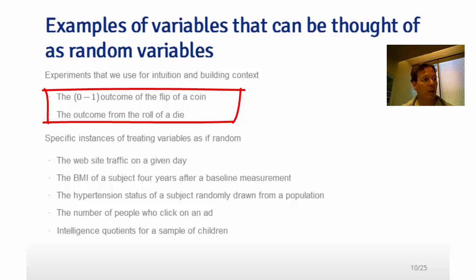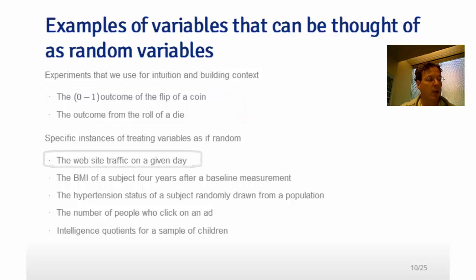Some more complex random variables are given below. For example, the amount of website traffic on a given day, the number of web hits, would be a count random variable. We'll likely treat that as discrete. However, we don't really have an upper bound on it, so it's an interesting kind of discrete random variable.